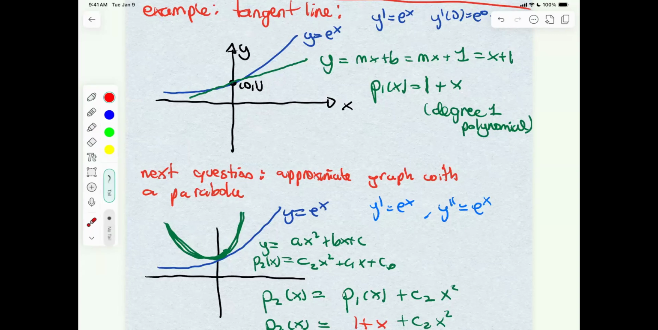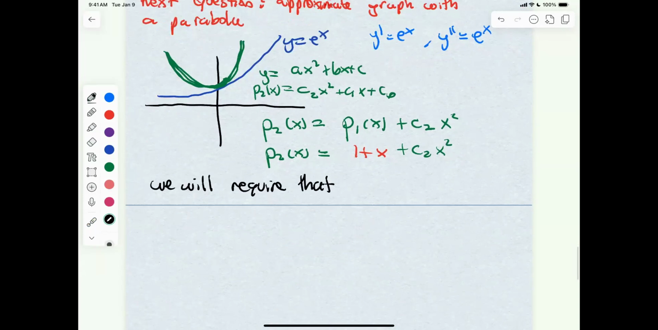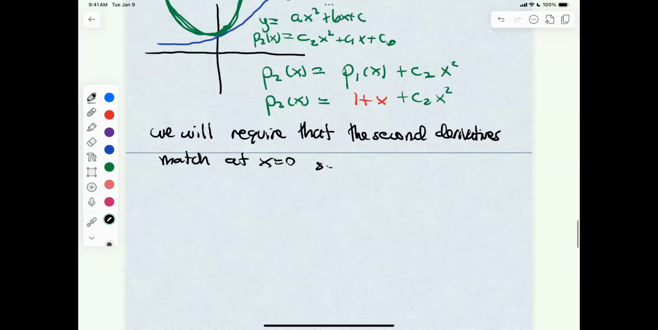So we will require that the second derivatives match at x equals 0. So in other words, the second derivative with respect to x at 0 should be the second derivative of e to the x when x equals 0.